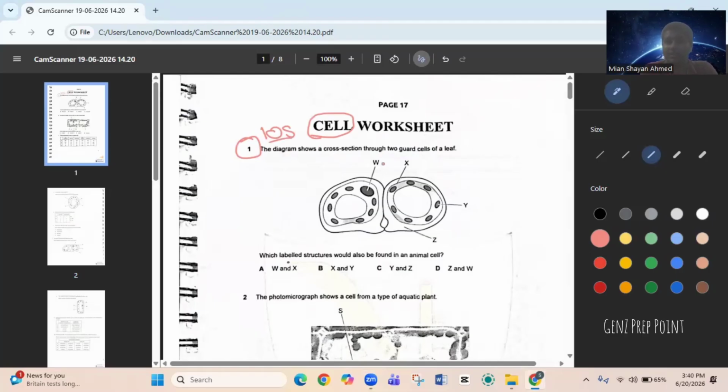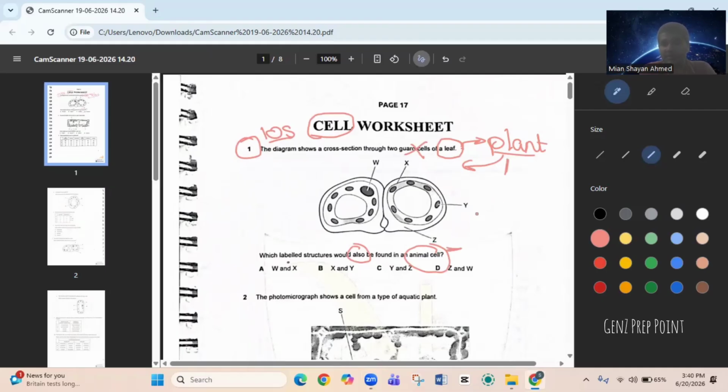The diagram shows a cross section through two guard cells of a leaf. We don't have to do anything with the guard cells. We just have to focus on the word leaf. The word leaf indicates that it's a part of the plant, so it's a plant cell. Now this is asking which labelled structure is also found in an animal cell. So what are the similarities in a plant cell and in an animal cell?